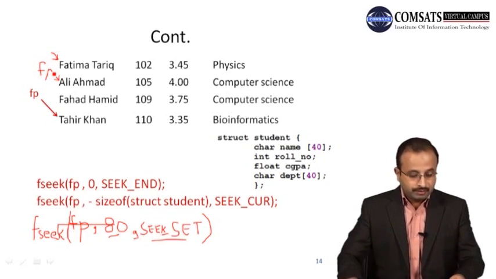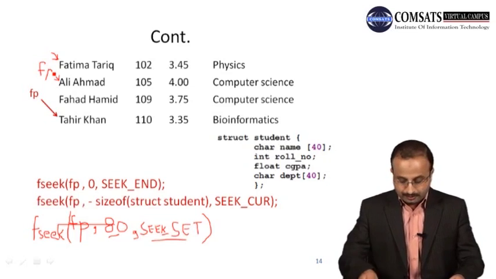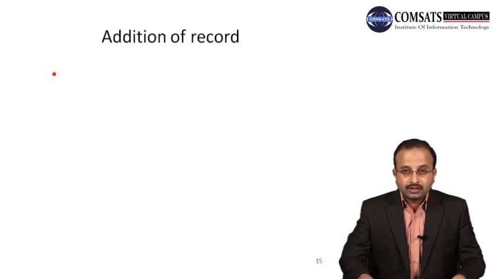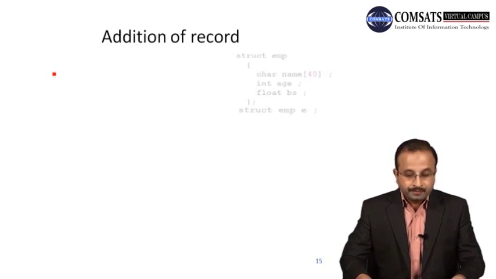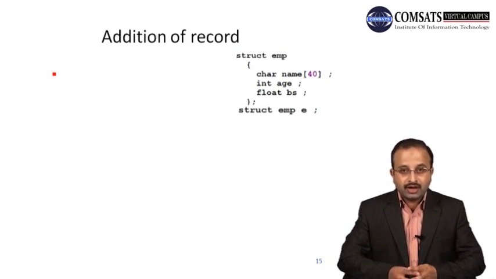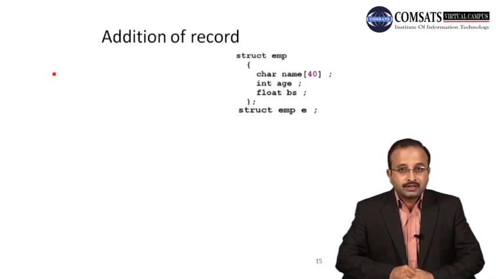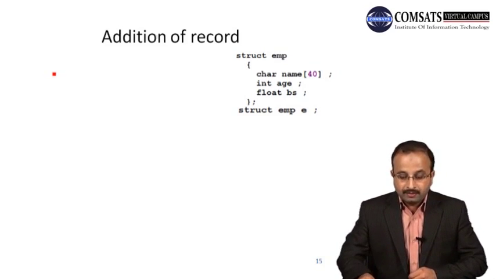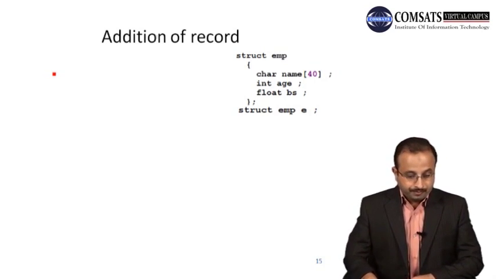So this is now the current position of the file pointer. Now let's see the addition of the record. For addition, you have to make sure that the file pointer points to the end of the file. So this is our structure. Now I will show you the addition code that you have to place in the proper position in the skeleton of the program, which I showed you a few slides before. This is the definition of the emp structure, and we declare a variable e of emp structure. The emp structure contains the name of the employee, age, and basic salary. BS is the basic salary of the employee.